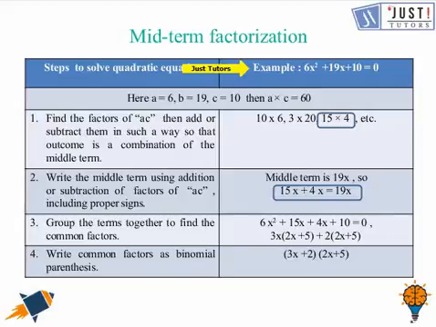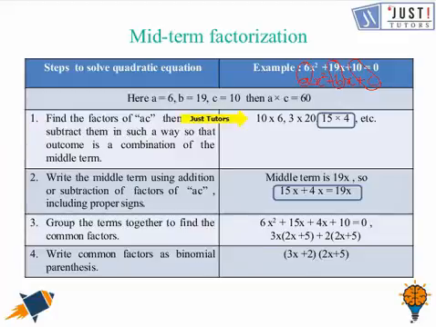The example that we'll discuss is 6x squared plus 19x plus 10. If we compare this to our general form of quadratic equation, this makes a equals 6, b equals 19 and c equals 10. That means ac, or a multiplied by c, becomes 60. Our first step in midterm factorization is to find the factors of ac in such a way that when we add those two numbers or subtract them, we get an outcome that is the middle term.